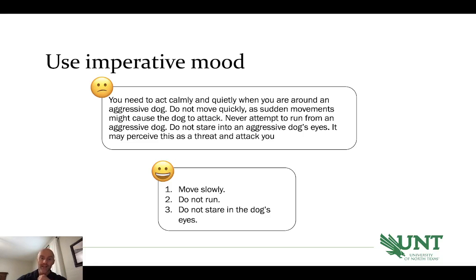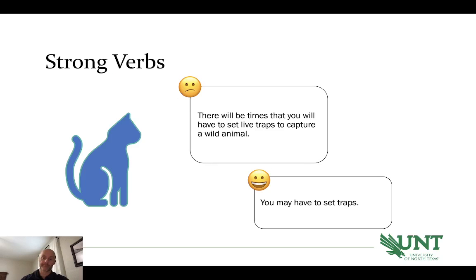So instead of saying you need to act calmly and quietly, do not move quickly, never attempt to run, do not stare. Now this paragraph has a number of imperative sentences. Do not move quickly, never attempt to run, and do not stare are all imperative sentences, but they're mixed in this paragraph organization with sentences that are not in imperative mood. So if we're trying to give someone instructions, we can put these in a numbered list, remove much of the fluff, and just tell them what to do. Move slowly, do not run, do not stare in the dog's eyes.